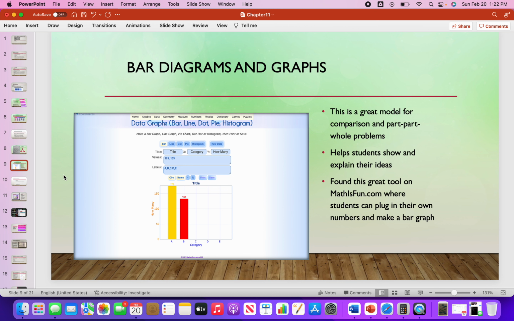Bar diagrams and graphs. I found this really cool website on mathisfun.com where students can plug in their own numbers to make a bar graph. This is a great model for comparison problems or part-whole problems. It helps students show and explain their ideas. As you can see in this little example, I was able to plug in the numbers 175 and 133, and then the website made the little bar graphs for me, and I was able to compare 175 to 133.